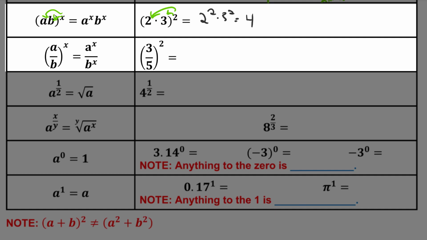And 3 to the 2 is not 6. A lot of people say 6 here. It's 3 times 3, so that's 9, right? So that's 36. Note that there's a couple of things I want you to note here.